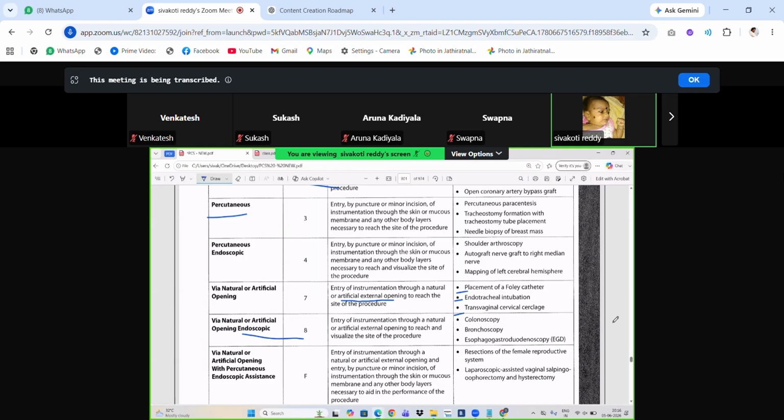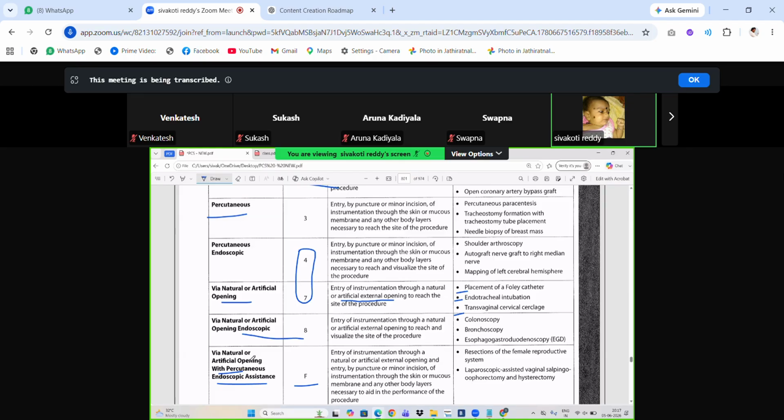Last route of approach. Here, two approaches are used to perform a procedure: 4 and 7. Percutaneous endoscopic assistance and via natural or artificial opening. Both approaches are used to perform a single procedure at a time. It should be via natural or artificial opening with percutaneous endoscopic assistance. They use the natural and artificial opening route and the percutaneous endoscopy approach route.